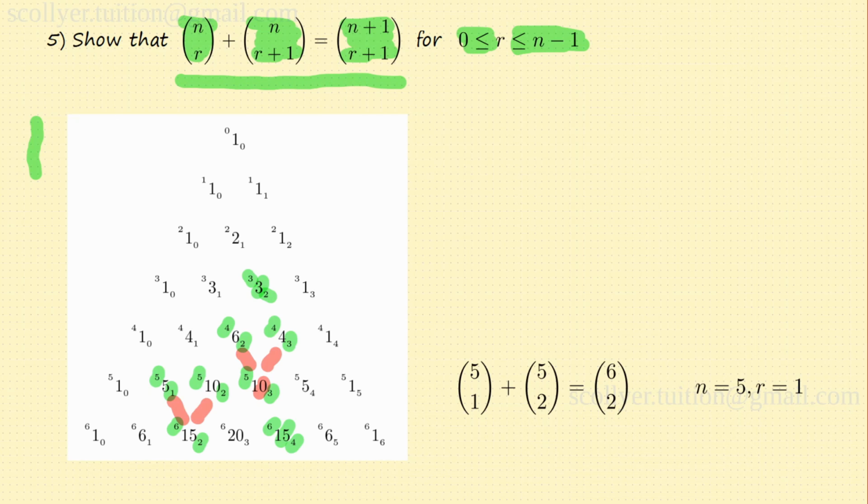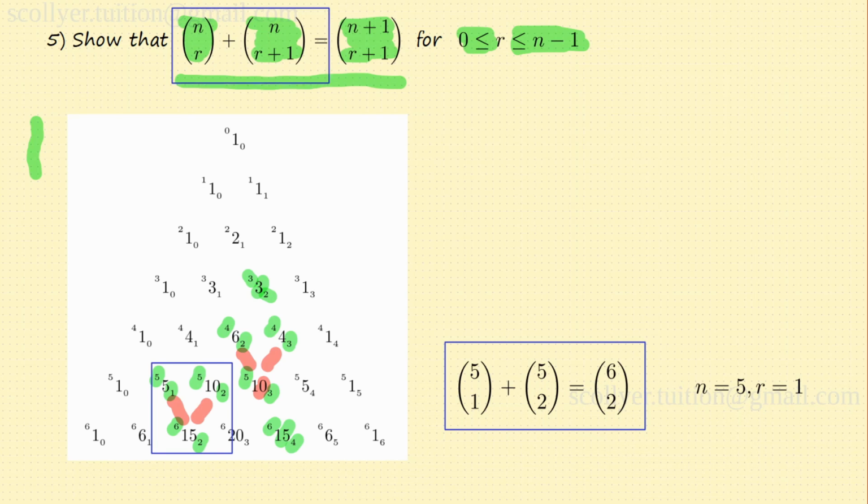And so, for example, the relationship shown here in this blue box, which is 5 choose 1 plus 5 choose 2 equals 6 choose 2, is what we get if we take this general relationship, which we have to prove, with n equals 5 and r equals 1.